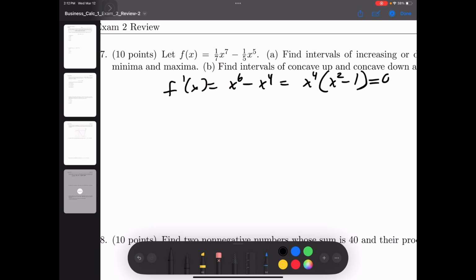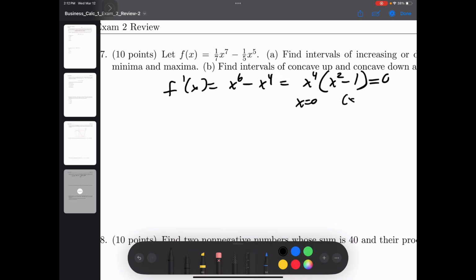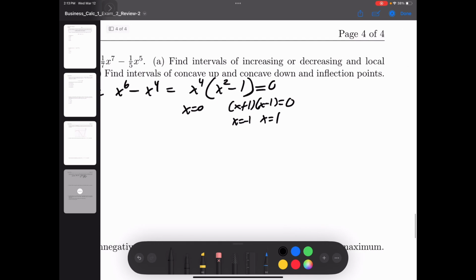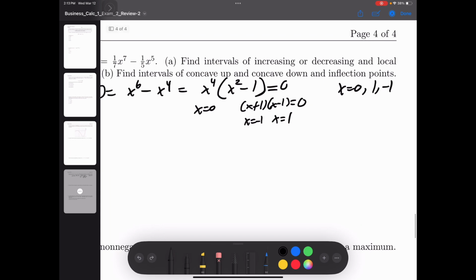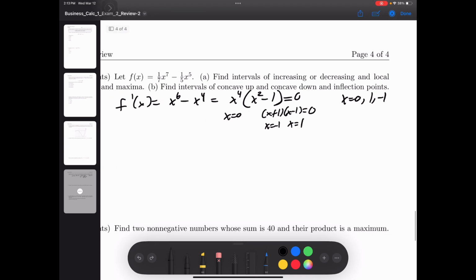I am going to get x to the 4th could be equal to 0, which means x equals 0. I could also get x squared minus 1, remember we can factor, to be x plus 1, x minus 1. And so we end up with x equals negative 1 and x equals 1. So our 3 points that are possible mins and maxes are x equals 0, 1, and negative 1. Now we need to find whether those intervals are increasing or decreasing. We need to find whether those are local mins or maxes.